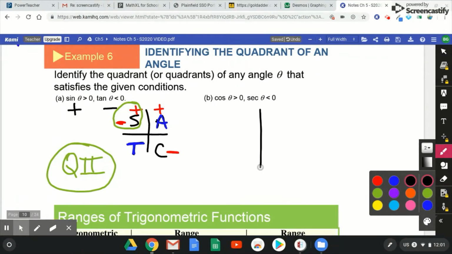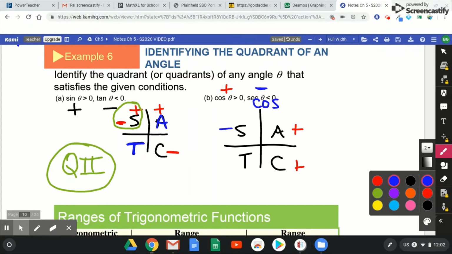The next one's kind of silly. First thing says, where is cosine positive? Okay, well, cosine is an x number, and x numbers are positive on the right side of that graph. Okay, 1st quadrant and 4th quadrant. But then when it says secant is negative, secant goes with cosine. So basically they're saying, where is cosine negative? And cosine is an x number. It's negative on the left side. X's are negative in the 2nd and 3rd. So what this is saying is kind of nonsense. It's saying, where is cosine positive and negative at the same time? This is not possible.